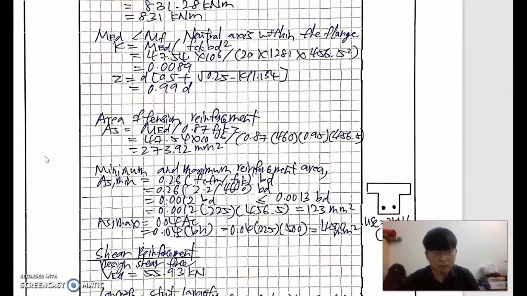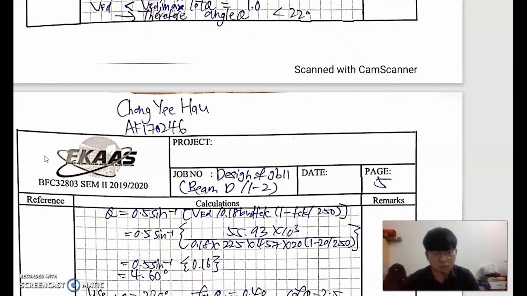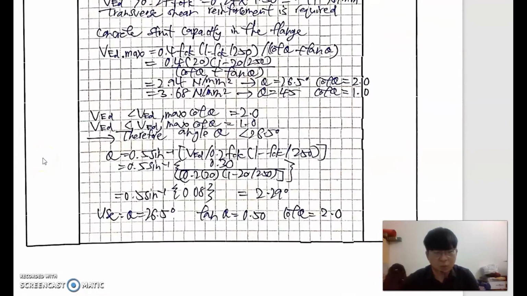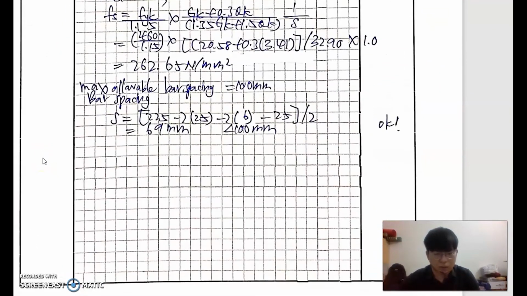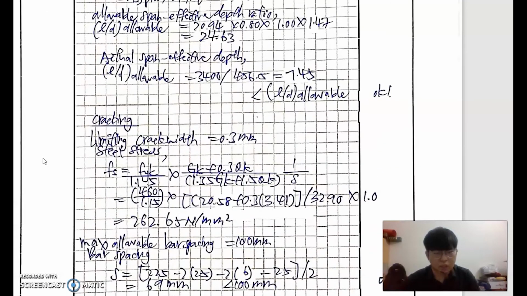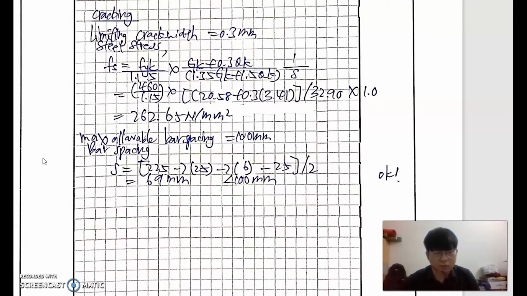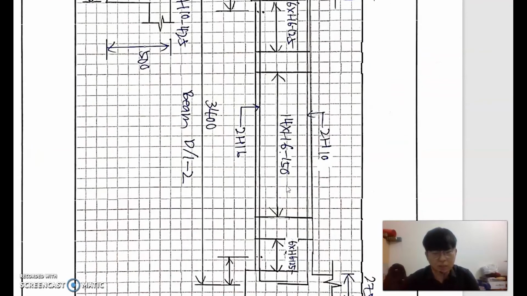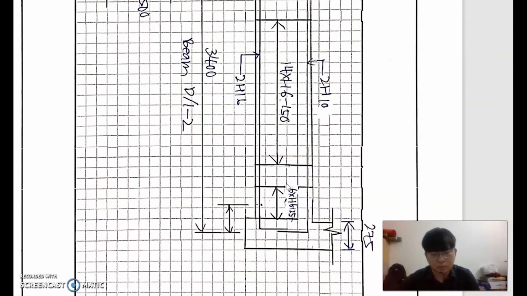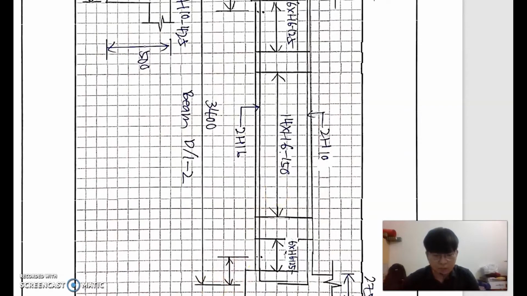We will find the main reinforcement and find the shear reinforcement. And last, we will compare the detailings. We will ensure that the cracking check will be passed and okay. So this is my detailings.